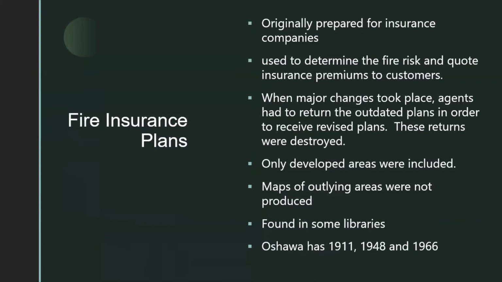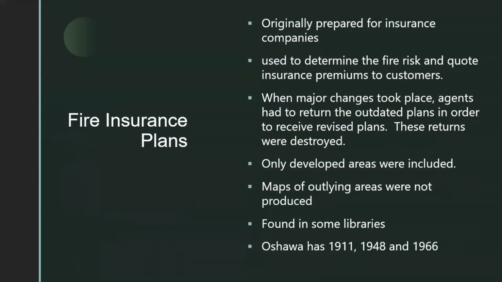And these fire insurance plans exist across the country, of course. But if you're looking at Ontario research and specifically Oshawa, there's only a handful of them that do exist. We have one particular one we have physically in our collection, and we have digital copies of a couple of others. Now, only developed areas were included in these maps. So it's not a complete map of the whole city showing every last property that existed at that time. It only shows sort of developed areas around often industrial businesses.